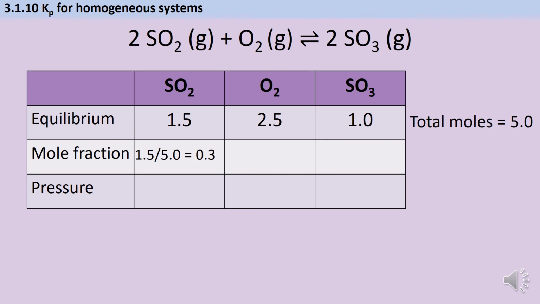So 1.5 divided by 5 is 0.3. And you'll see I am converting those into decimals, even though we call it a mole fraction. Then 2.5 out of 5 is 0.5, and 1 out of 5 is 0.2.